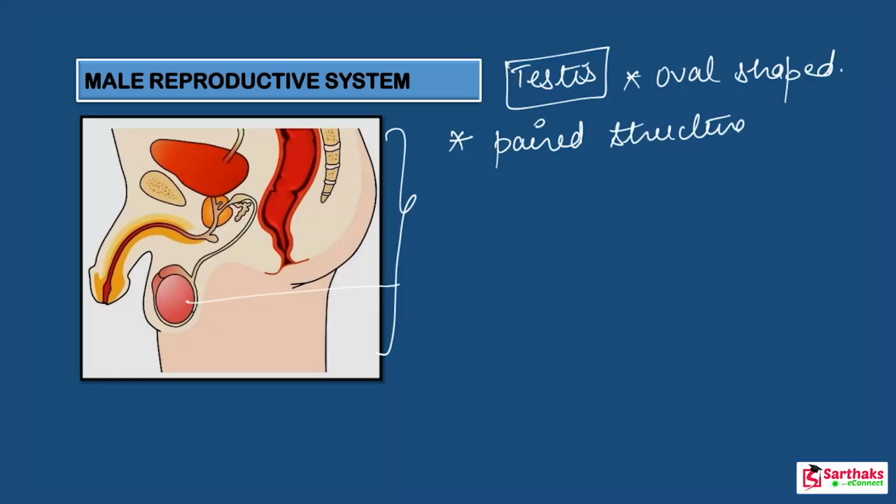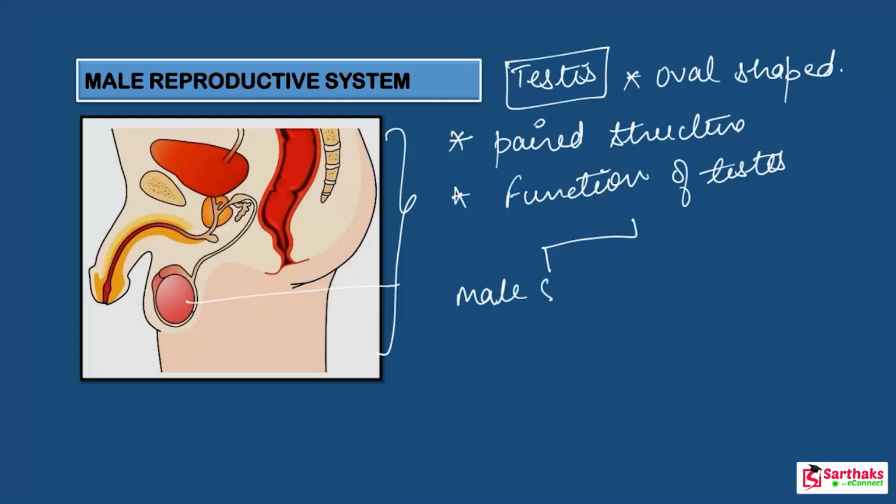Now what is the role of the testis? What are the functions of the testis? The main function of the testis is to make the male sex cells, which you also call the male gamete. This is the first function of the testis.